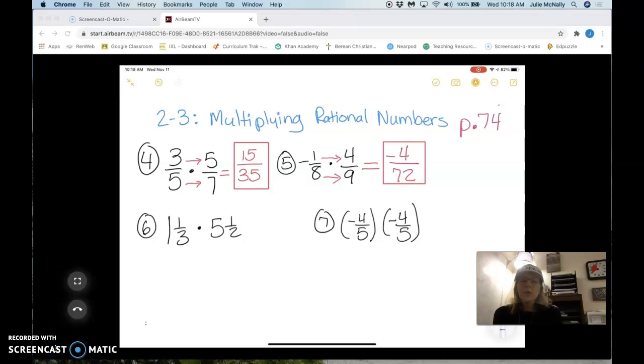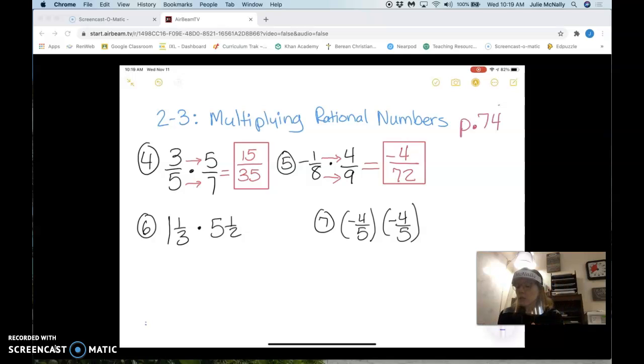So number 6 needs a little bit more work before we can solve it. So I'm going to show you how to turn these mixed numbers into improper fractions. An improper fraction is a fraction that has a bigger number on the top than it does on the bottom. So that's what we're going to make out of these mixed numbers. And a mixed number is just a fraction that has a big number in front of it.